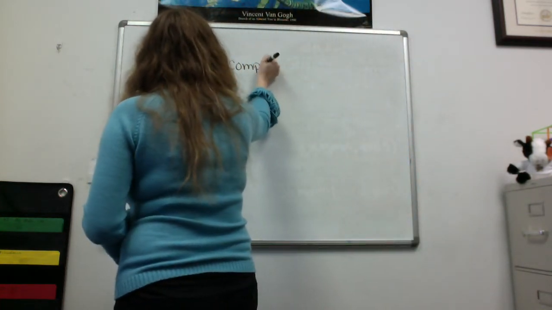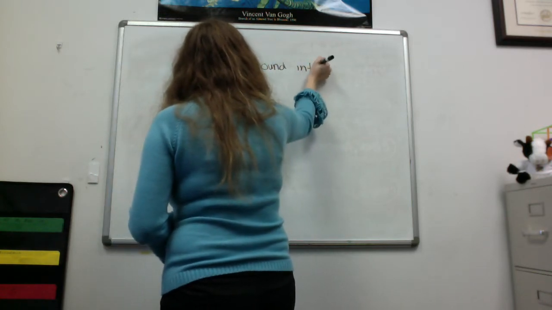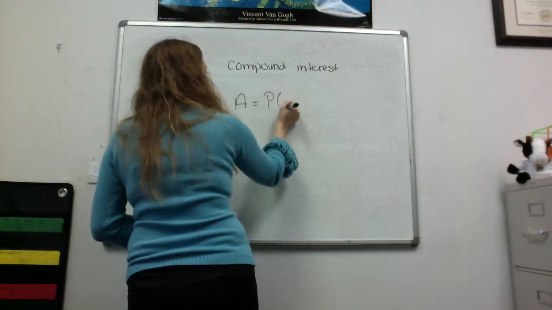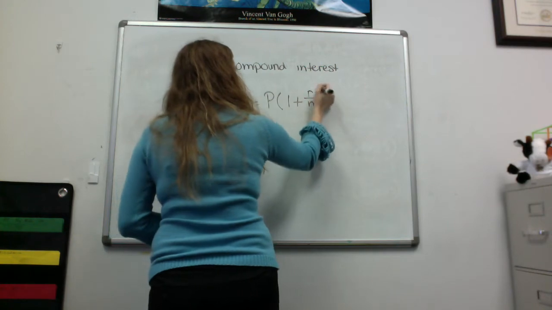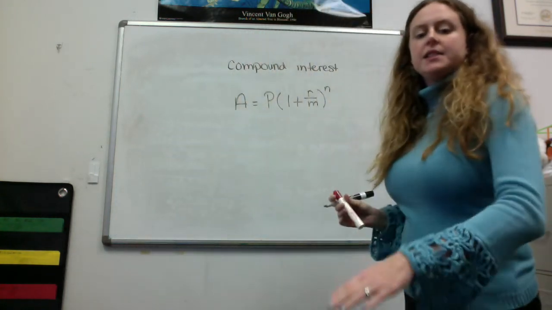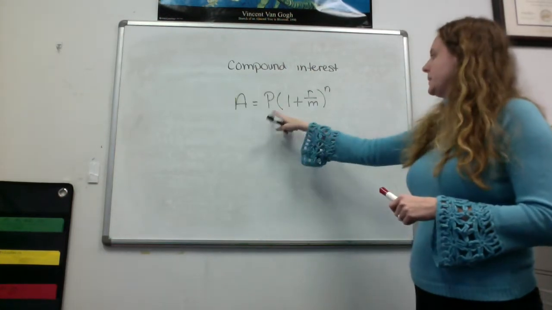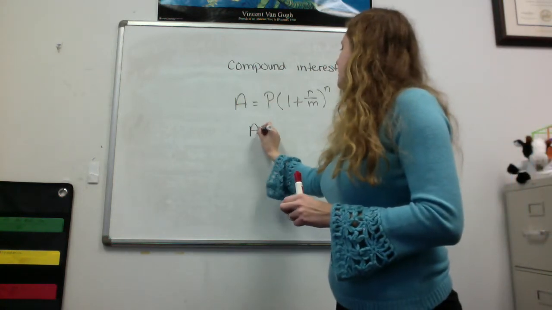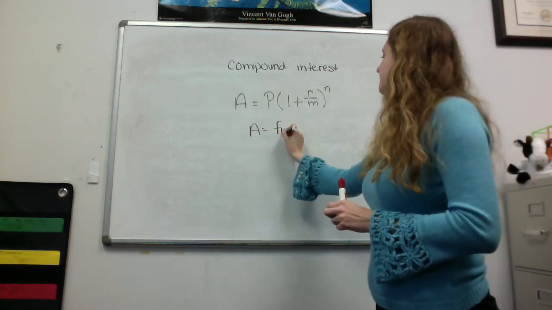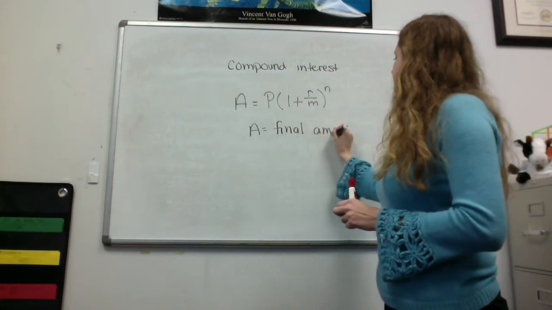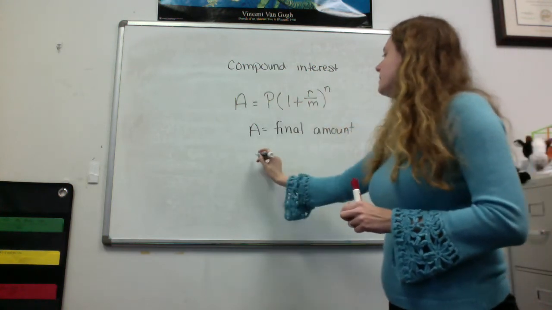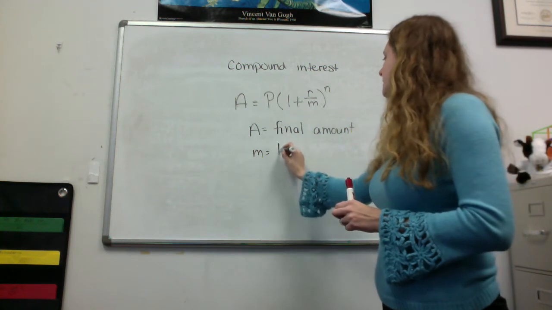is compound interest. Many of the letters stay the same, our P and our R, but we did add some new letters. A stands for the final amount of money. P is principal, R is interest. M is the number of times that we're compounded.